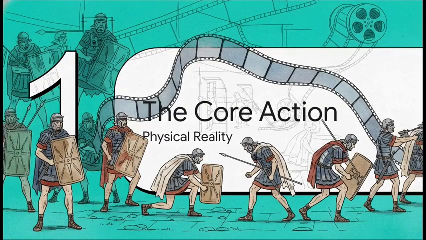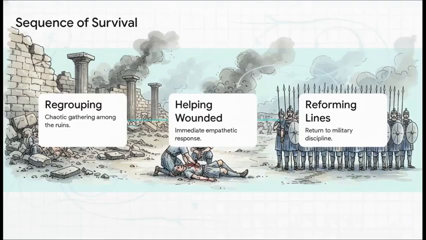Section 1. The core action. Let's ground ourselves in the physical reality of the scene. Let's dive into this by looking at three specific physical actions extracted straight from the text. Regrouping among ruins, helping wounded, and reforming lines. Now, what might initially read as just a simple, comma-separated list is actually a highly structured, forward-moving narrative process. Think of it as a sequence of survival.